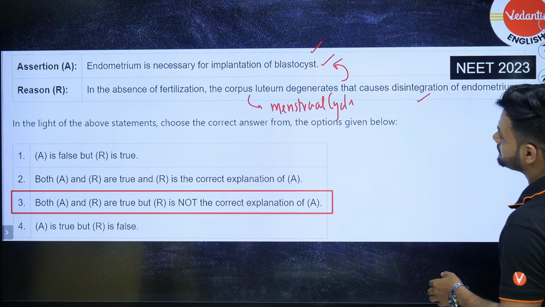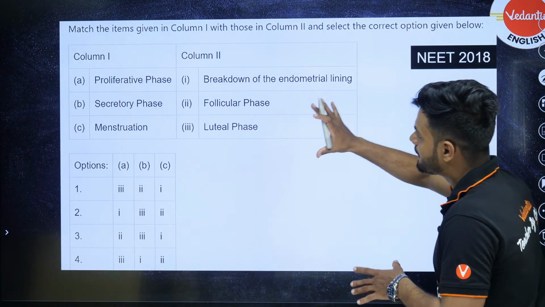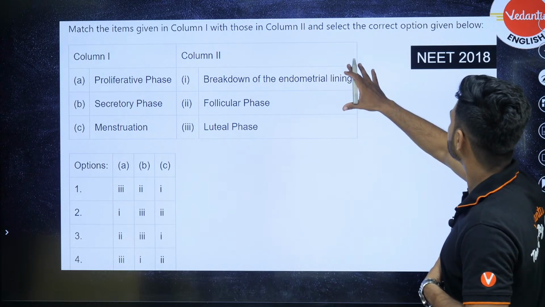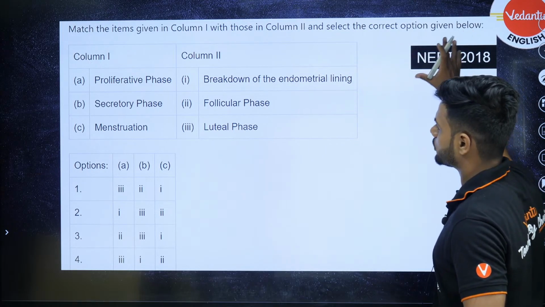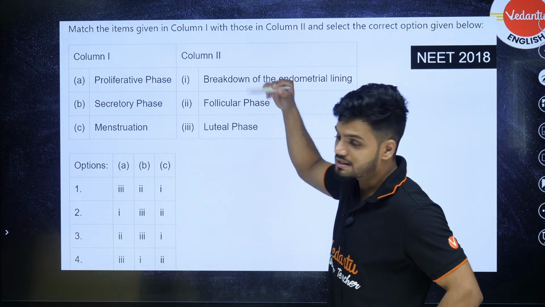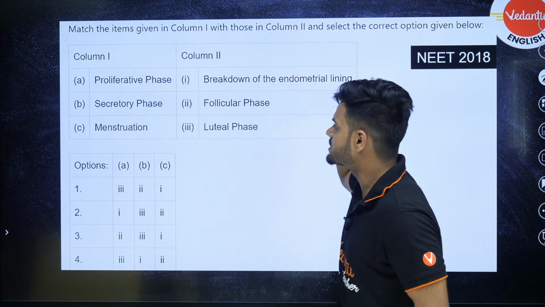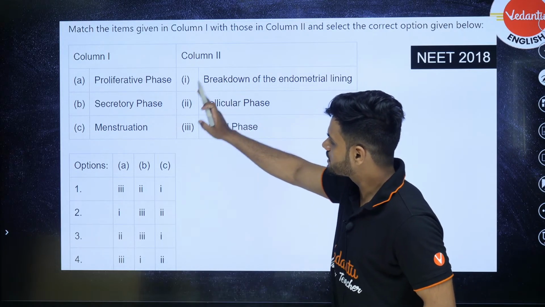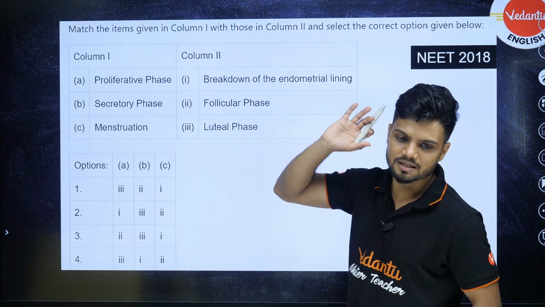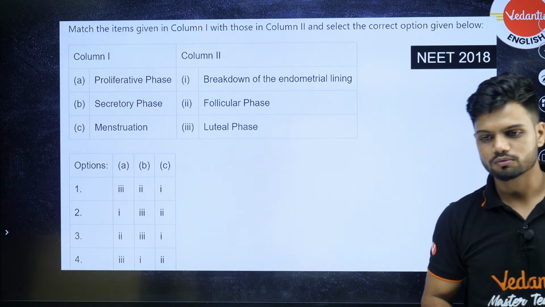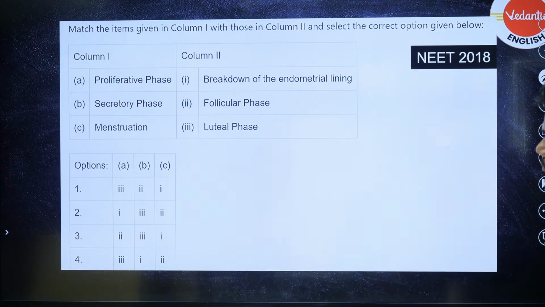Now, next question. Match the items given in column 1 with column 2 and select the correct option given below. Proliferative phase, the starting phase. The proliferative phase is called the starting phase, the secondary phase is also called menstruation. Time starts now. Go. Quickly. The proliferative phase is also called as what?